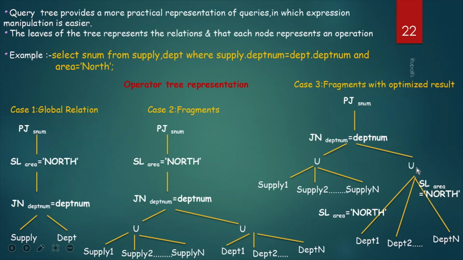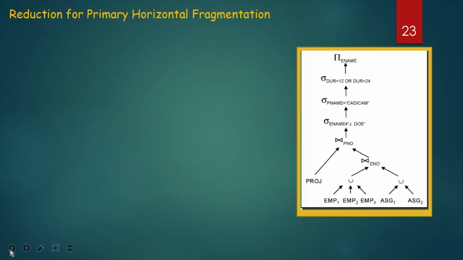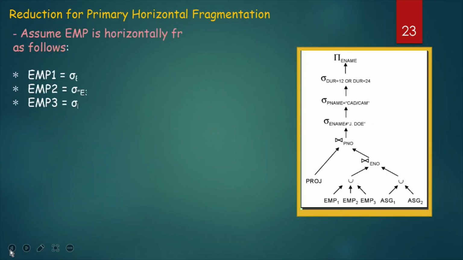And then you have to do union. So, this is the optimized one. Here, these are the query fragments with optimized result. Reduction for primary horizontal fragmentation means after fragmentation, how we can again generate a generic query. Means what? Take one example.